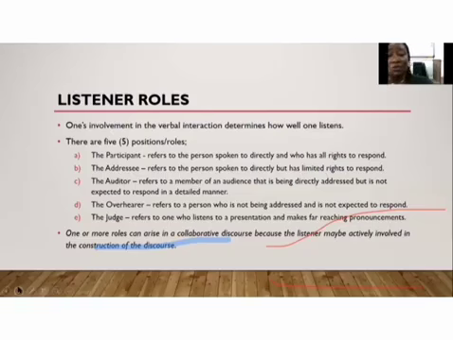It is important to note that one or two of these roles can arise in any collaborative discourse, because the listener may also be involved in constructing that conversation. So they are not mutually exclusive. In one discourse, the listener could be a participant and later switch to an auditor, or later switch to a judge.